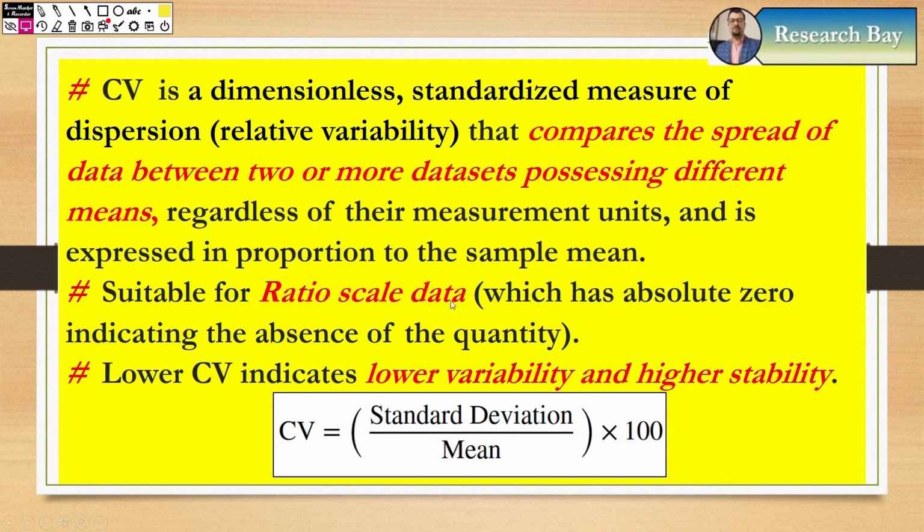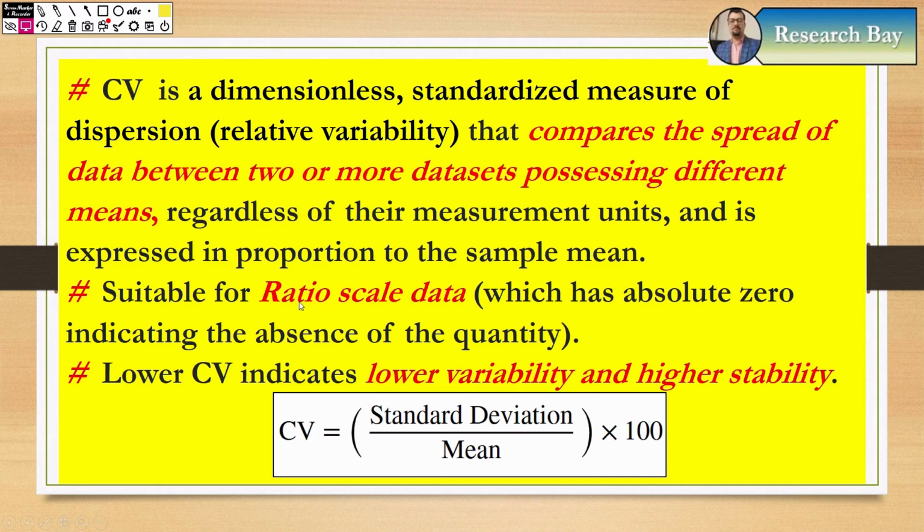It is suitable for ratio scale data, which has an absolute zero, indicating the absence of quantity. So absolute zero means that the data has to be in ratio scale. When you talk about interval scale, it does not have an absolute zero. Say the measurement of temperature in centigrades or Fahrenheit. So in that case, 0 degree centigrade does not mean that it does not have any value or any sense belonging to it. It does have a sense belonging to it.